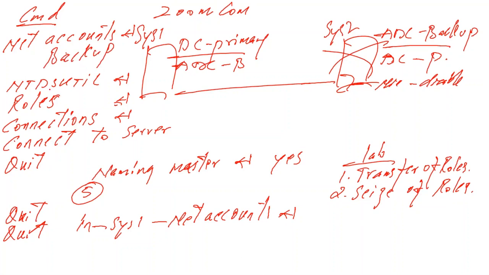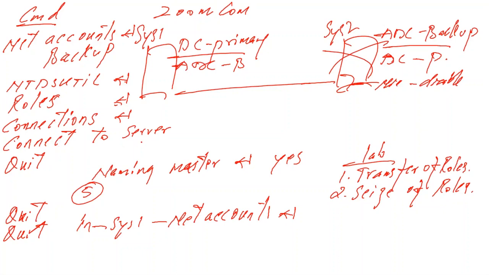Then write down, the first 3 commands are the same here. Write down this one. ntdsutil, press enter. Then roles, press enter. Then connections, press enter. First 3 commands are the same. Write down this one. ntdsutil, press enter. Then roles, enter. Then connections, enter. Finished? Now come to the 4th command.